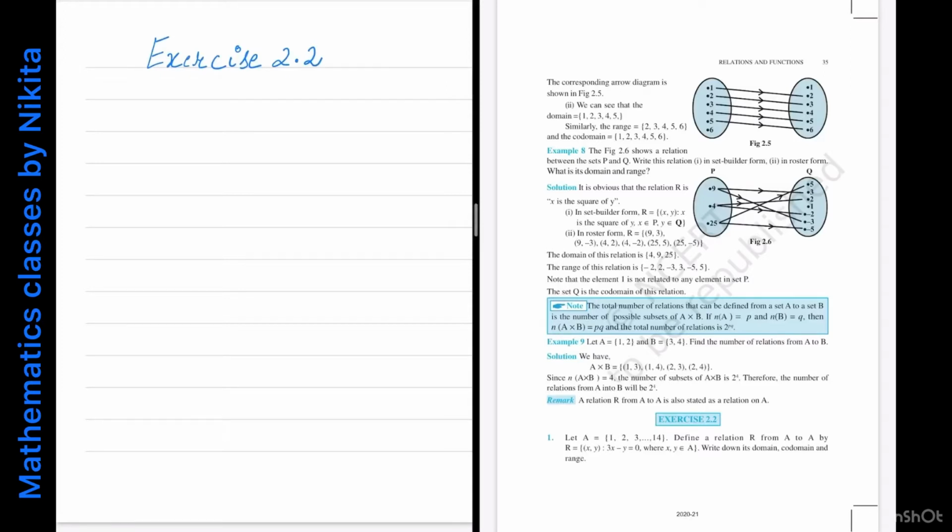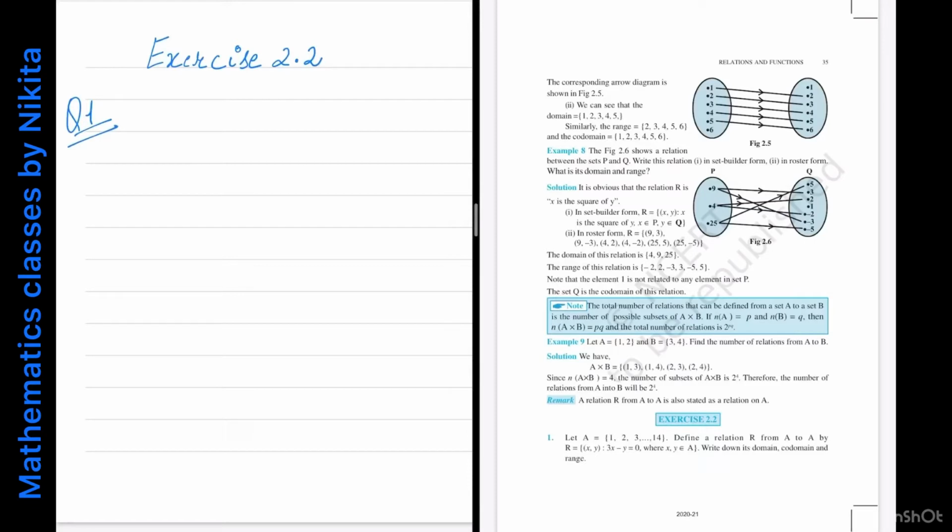On the right hand side, you can see the NCERT book. I have opened it for you, and on the left hand side, I will be solving the questions. So let's see the first question. The first question says: let A equal to the set {1, 2, 3, ..., 14} and define a relation R from A to A by R = {(x, y) : 3x - y = 0, where both x and y are coming from A}. You have to write down its domain, codomain and the range.